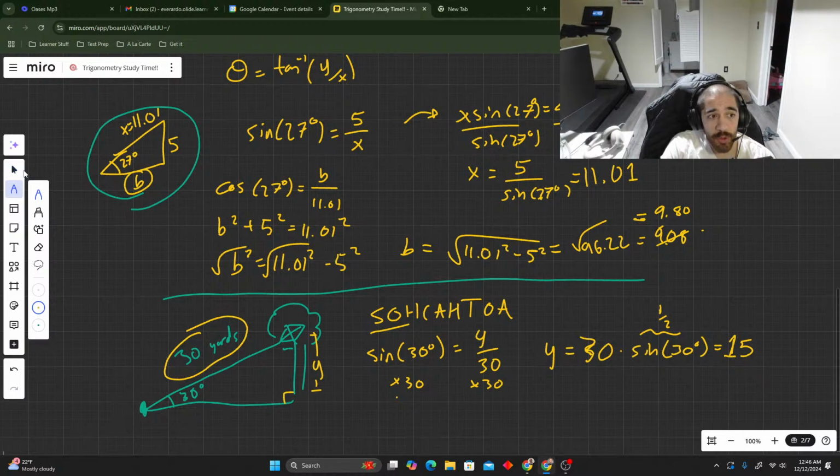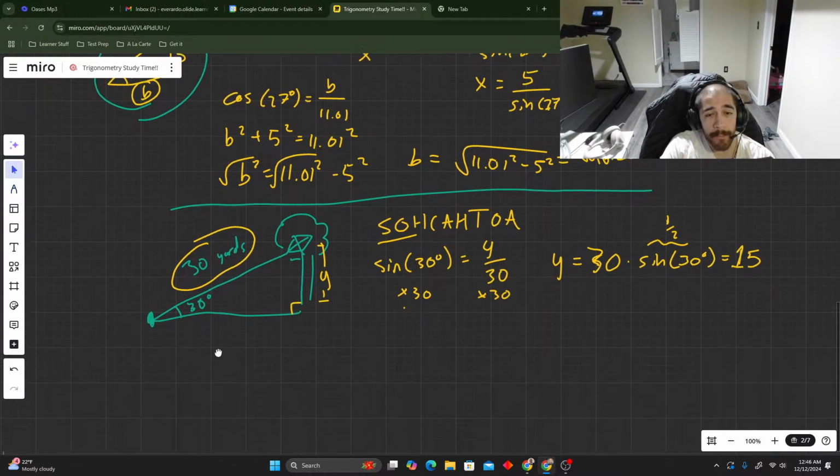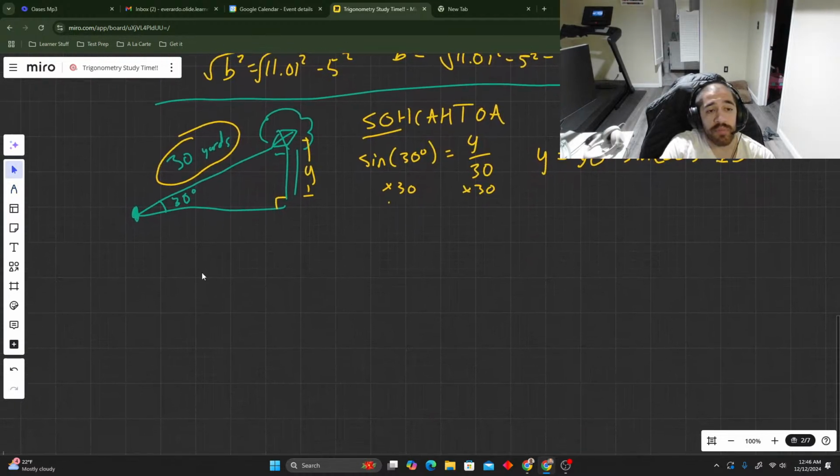There's going to be plenty more word problems you're going to run into. All right? This is one of several of them. There's a lot of neat things you could do kind of using these relationships.